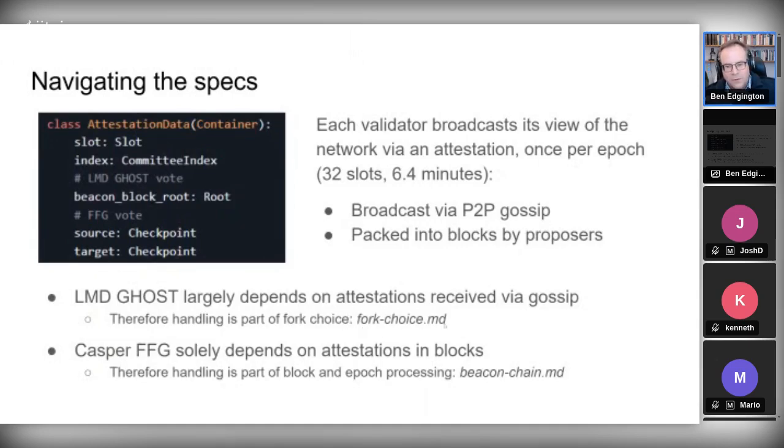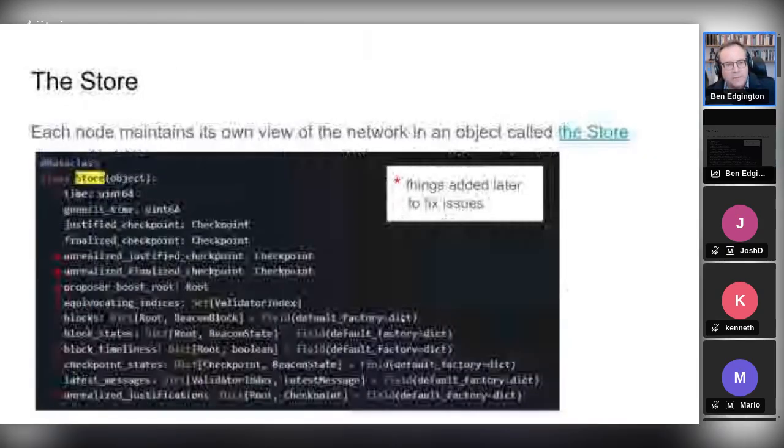document, which is called forkchoice.md, and Casper FFG depends only on attestations that have been packed into blocks. So handling of those is part of block and epoch processing. So you'll find all the stuff about that in the beaconchain.md document. We're going to focus on forkchoice.md in this session. But that's just to help you orient yourself in the specs.